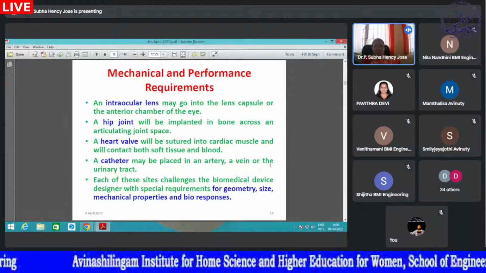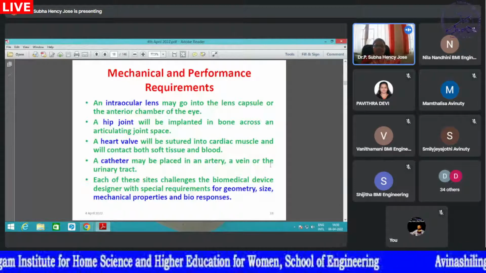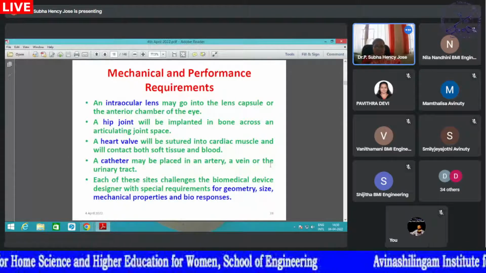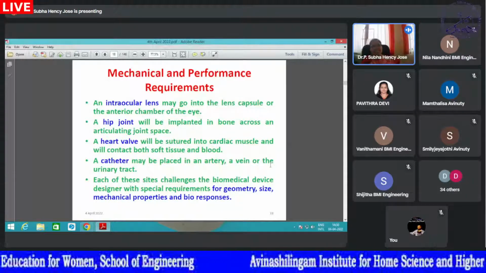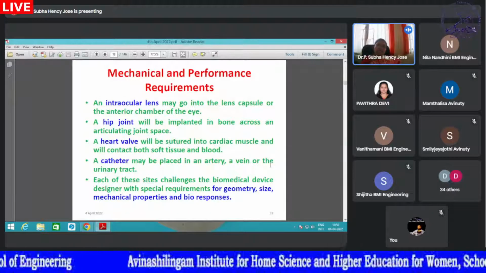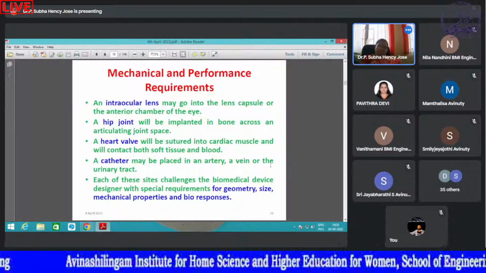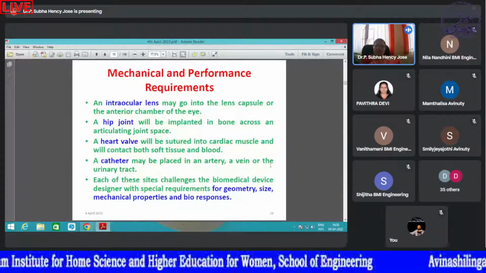So very careful precautions have to be taken when you are using these biomaterials. And not only that, the size, the shape, the geometry, the mechanical properties and the response from the body, all these things have to be studied for each and every material that is used as a biomaterial.